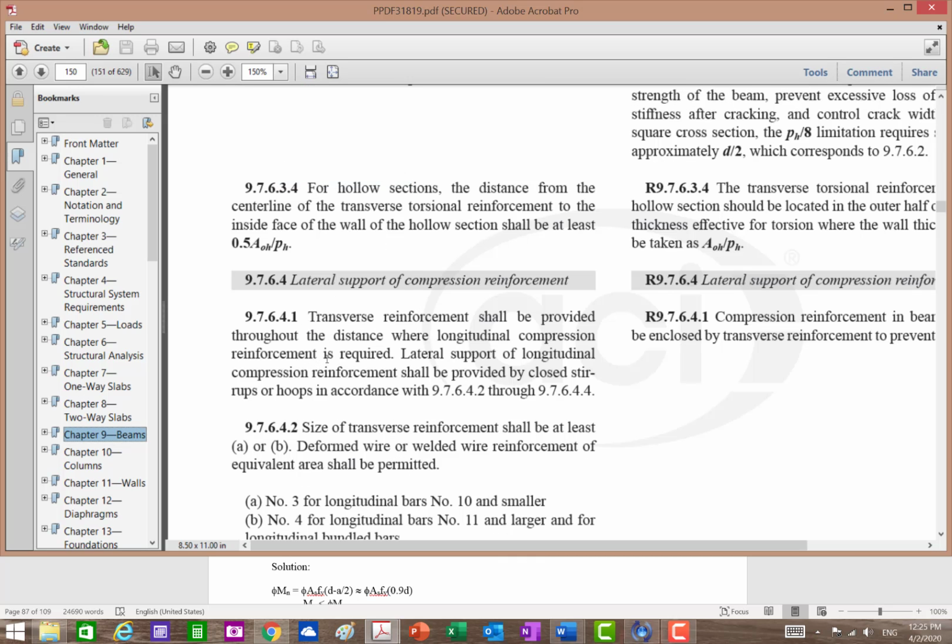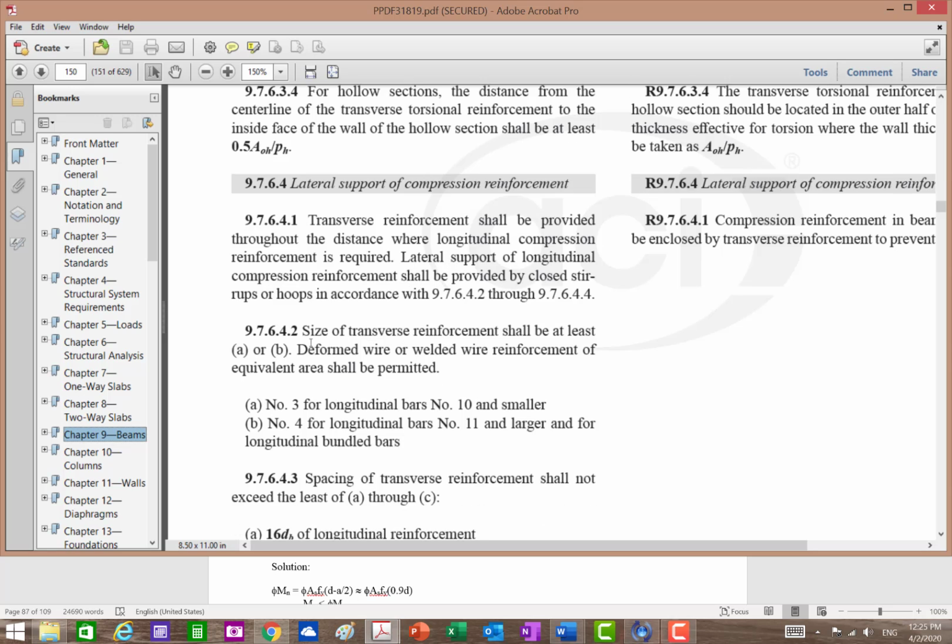So 9.7.6.4, lateral support of compression reinforcement. Okay, this is what you're looking at. So where you have longitudinal compression reinforcement, you must provide transverse reinforcement. That lateral support is specified here, all the way through here. So first, the size. If you are using number 10 or smaller bars, you should use at least a number 3 stirrup.